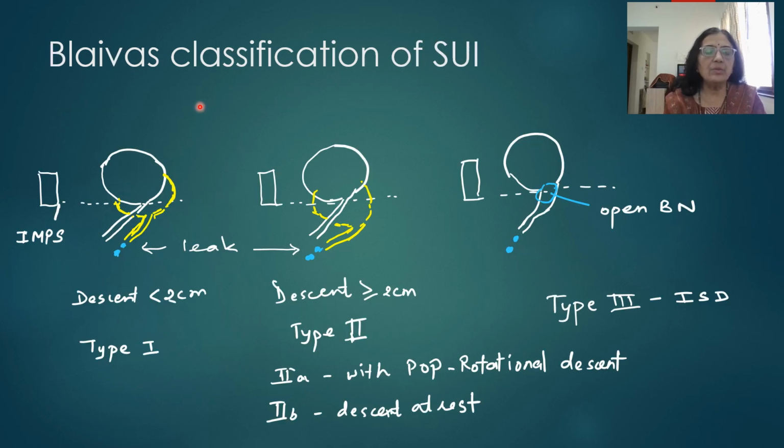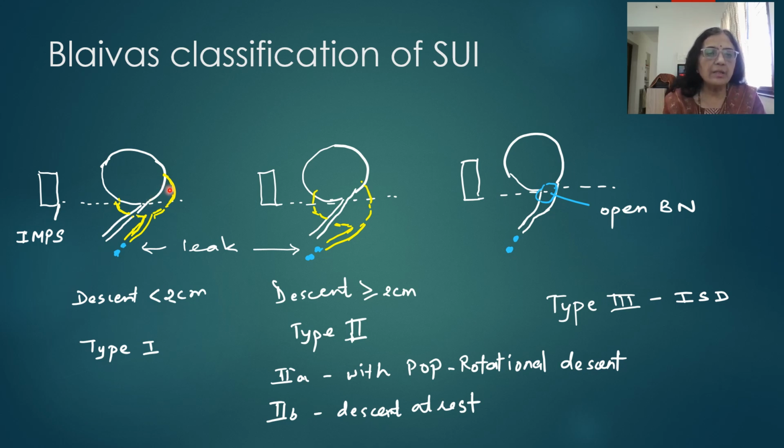So diagrammatically, again, to see this Blaivas classification, for postgraduate students, I think you should know this classification, though it is not given in some of the textbooks, because that clarifies the pathophysiology to a greater extent. So what is there in type 1 is there is a descent, but descent is less than 2 centimeters. So this is a normal position where the bladder base is above the inferior margin of pubic symphysis. This is pubic symphysis, this is inferior margin of pubic symphysis, and bladder base is normally at rest above the level of inferior margin of pubic symphysis.